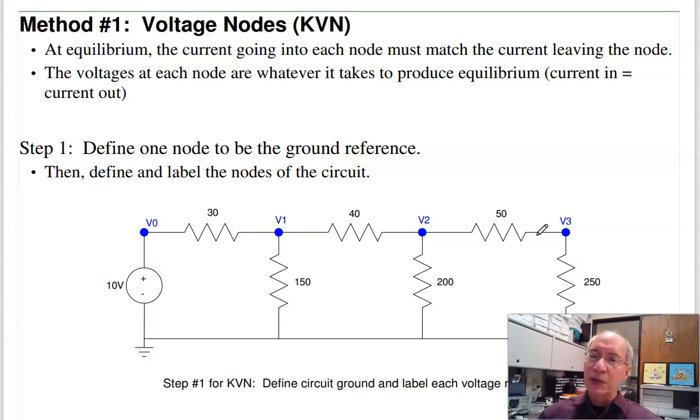To solve, I really need to use Matlab, but Matlab excels at solving n equations for n unknowns. So the first step is to pick one of these nodes and call it ground. I'll call this node down here ground. All the voltages will then be relative to ground.